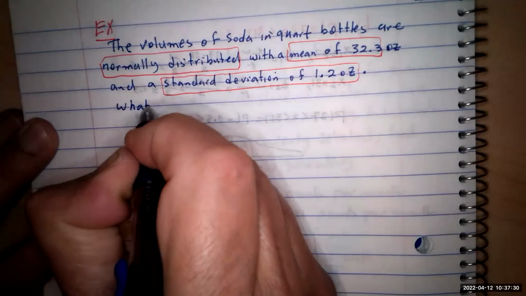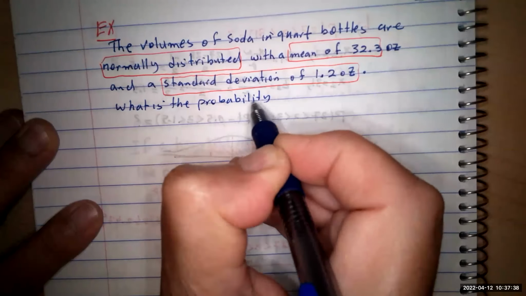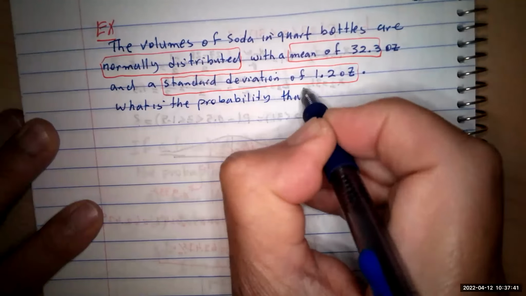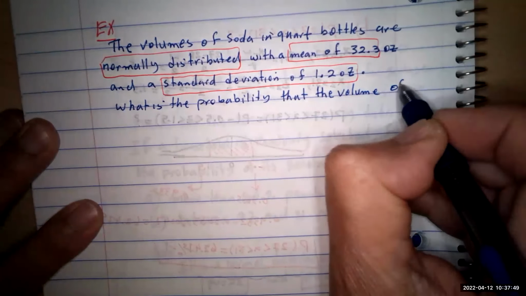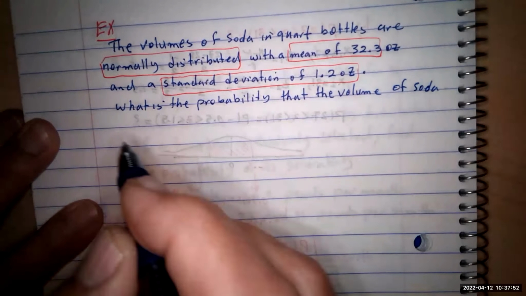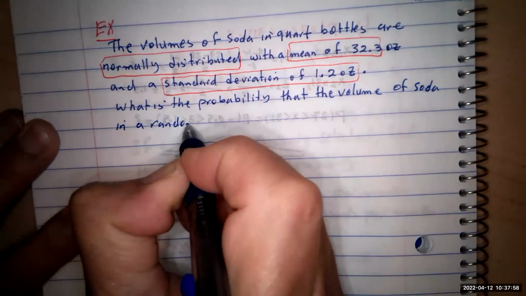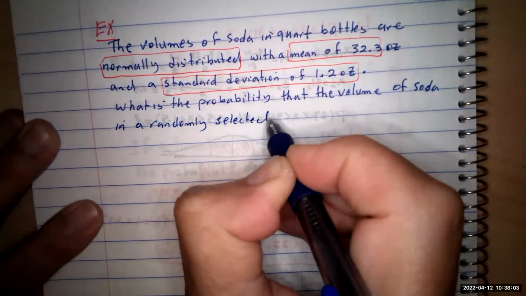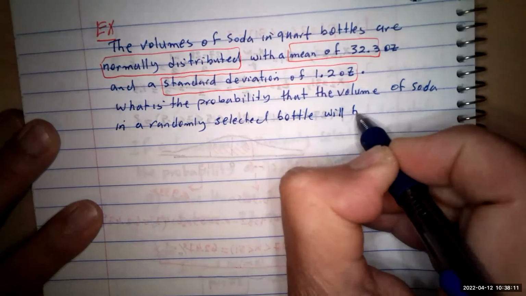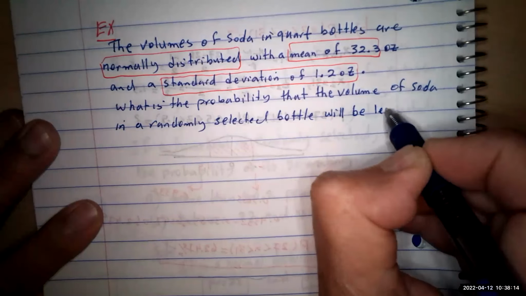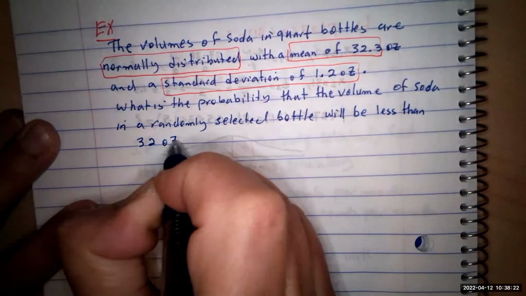So what is the probability that the volume of soda in a randomly selected bottle, one bottle, will be less than 32 ounces? So that's the question.